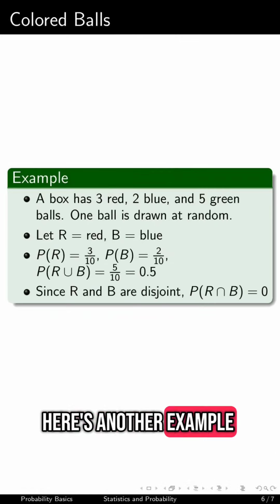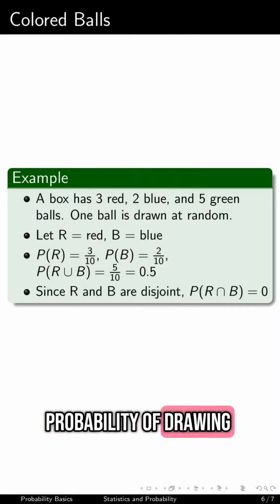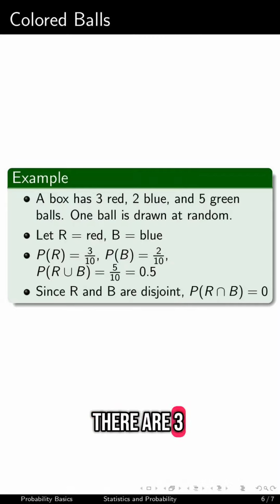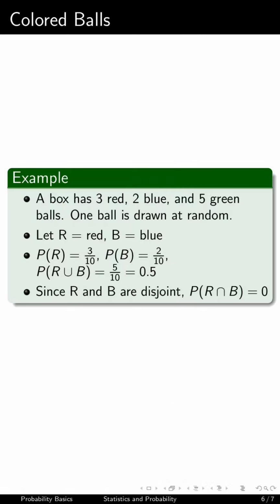Here's another example. A box contains 3 red balls, 2 blue balls, and 5 green balls. One ball is drawn at random. What is the probability of drawing either red or blue? There are 3 red and 2 blue balls, for a total of 5 favorable outcomes. The total number of balls is 10. So the probability is 5 out of 10, or 0.5. Since red and blue don't overlap, there's no need to subtract anything.